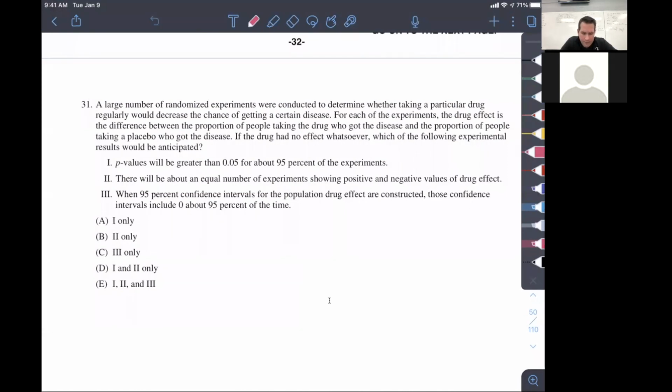Three, when 95% confidence intervals for the population of drug effect are constructed, those confidence intervals include 0 about 95% of the time, which is true. If we know that there's no effect whatsoever, the difference, because we're comparing two things, shows no change, which is what we're testing. So for this, if I read this question correctly, the only answer for this is E.